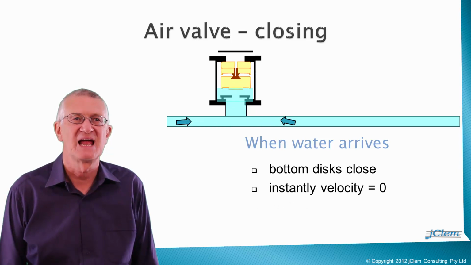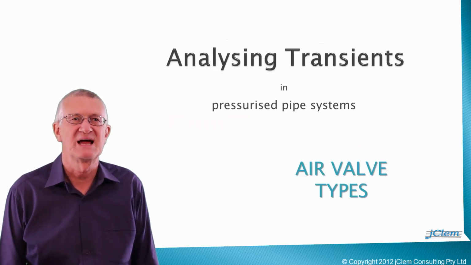In comparison, in a multiple disc air valve, when the fluid arrives, the bottom disc closes. Swapping into this mode of operation instantly reduces the velocity in the approaching water column to zero. As a result, a multiple disc air valve may create a minor spike in head when the fluid reaches the air valve location. WATAM simulates these differences in transient behaviour between normal air valves and multiple disc air valves.